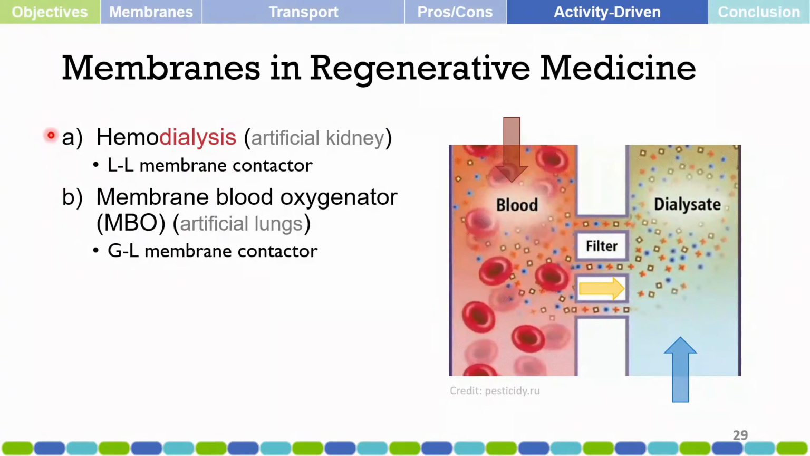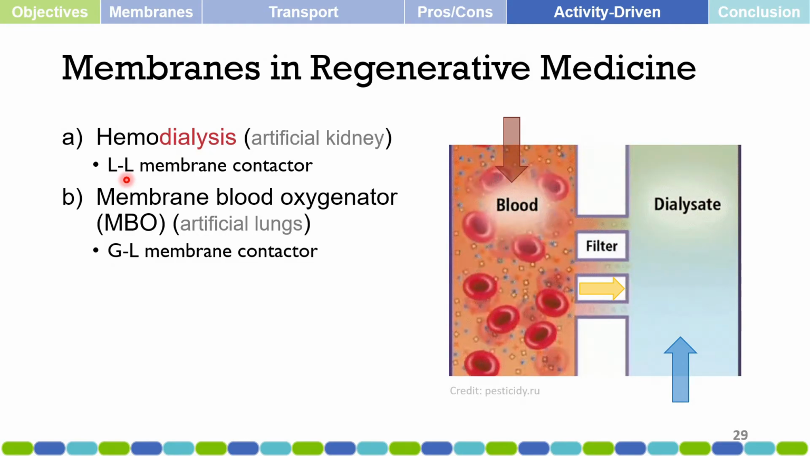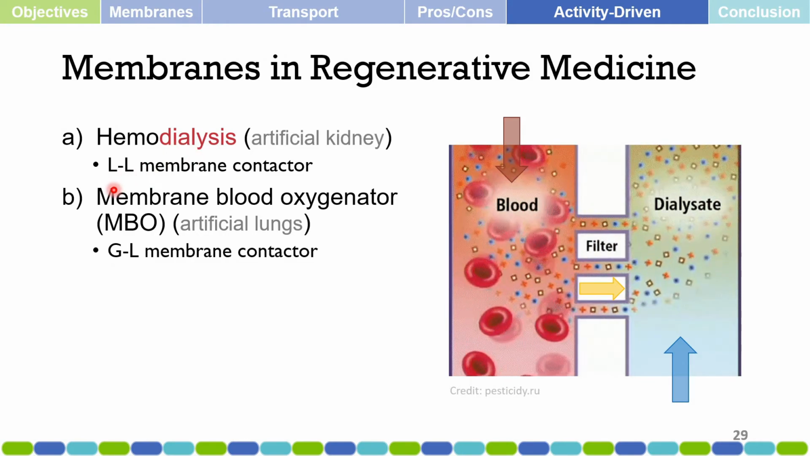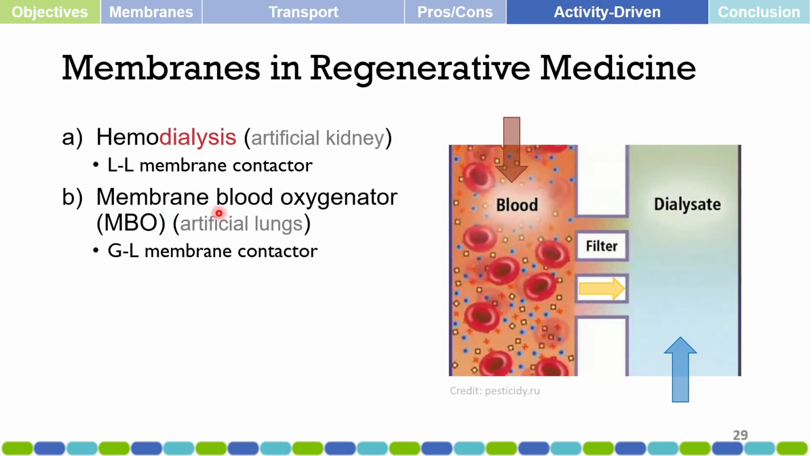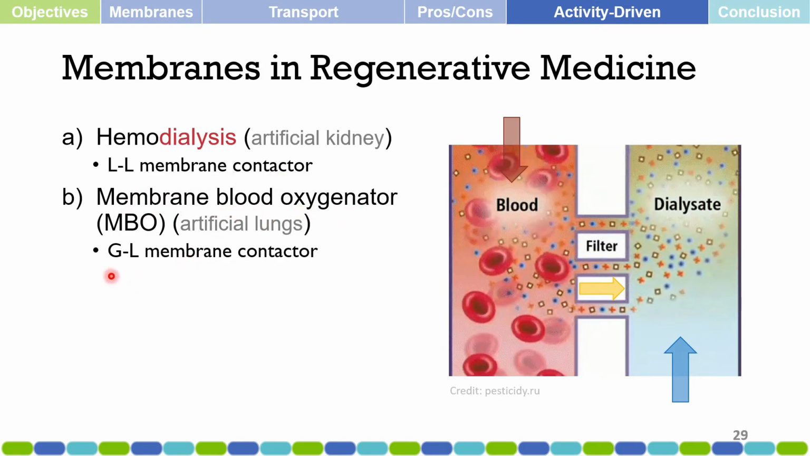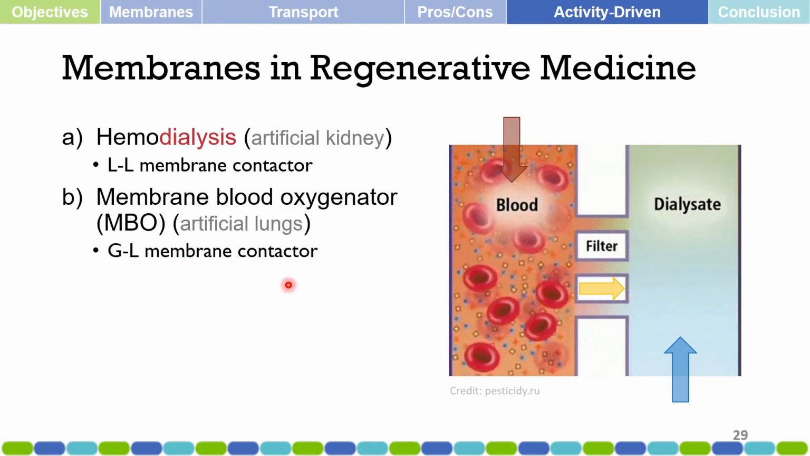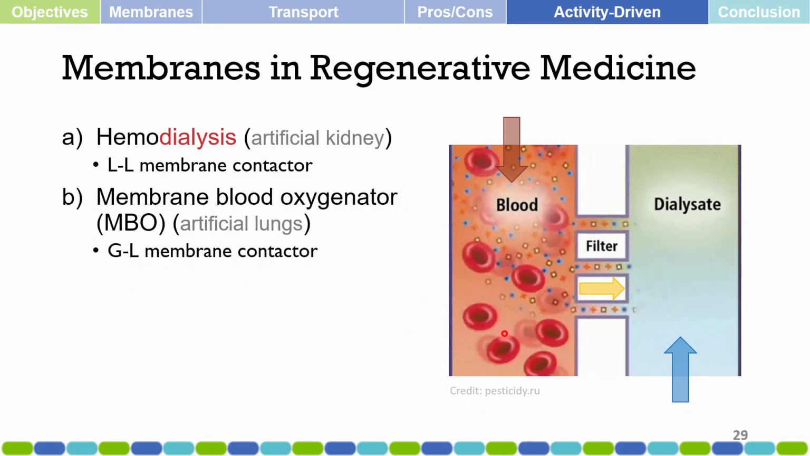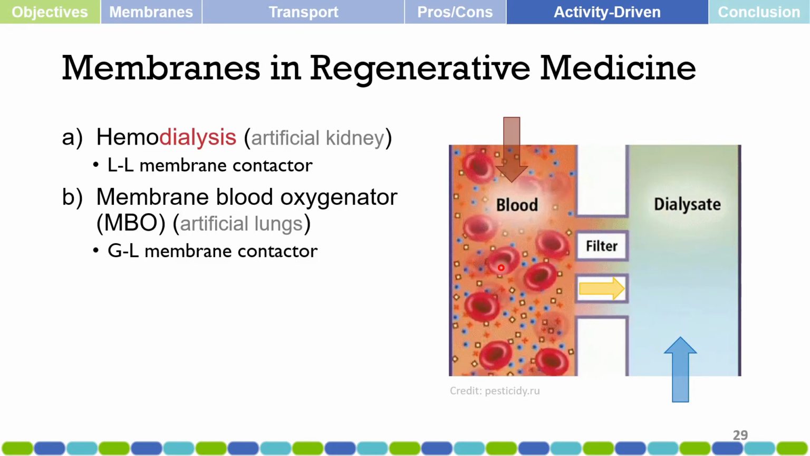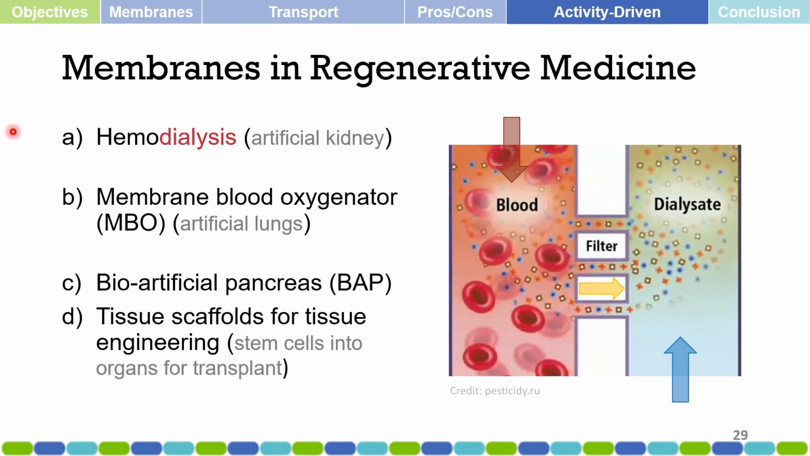If we look further into these two different processes, we can see that a dialysis process is actually a liquid-liquid membrane contactor, whereas the membrane blood oxygenator is a gas-liquid membrane contactor. And the liquid in this case is the blood of the patient.